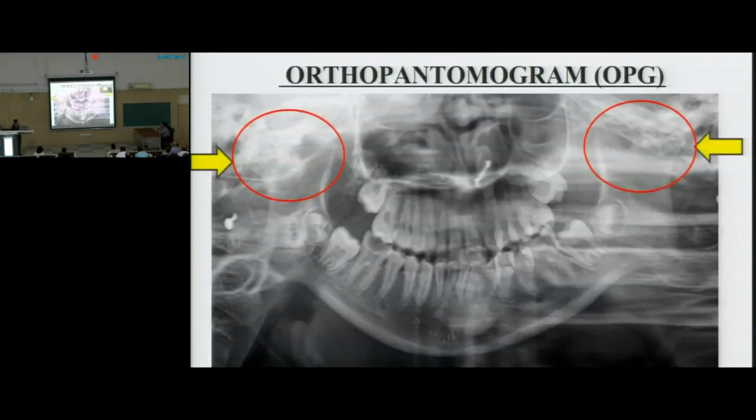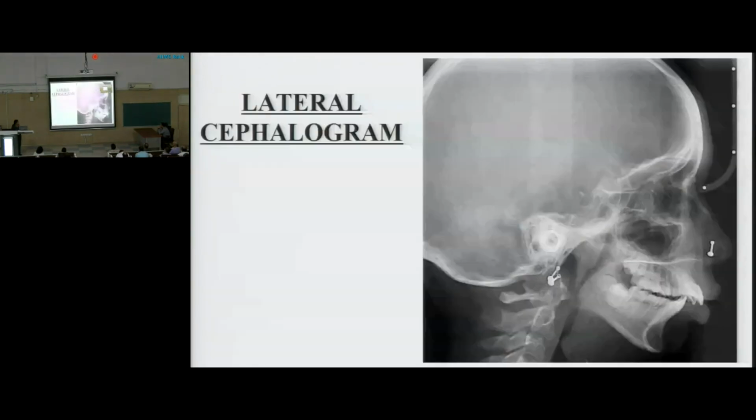We took an orthophantomogram. The patient's orthophantomogram shows a permanent dentition. Bilaterally, there is a bony mass over the condyle, which is fused in the temporomandibular joint region, and the articular space is almost nil. Then we proceeded with her lateral cephalogram.